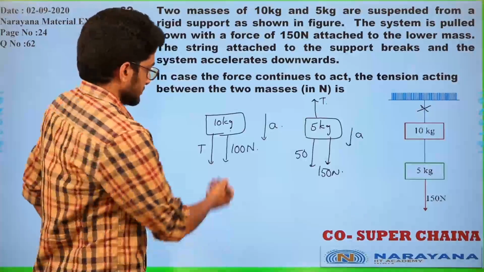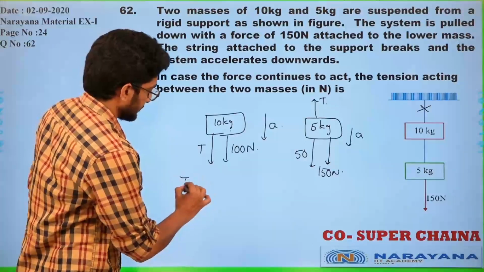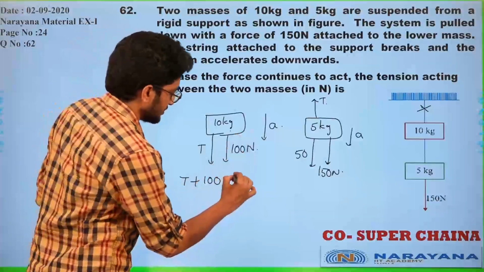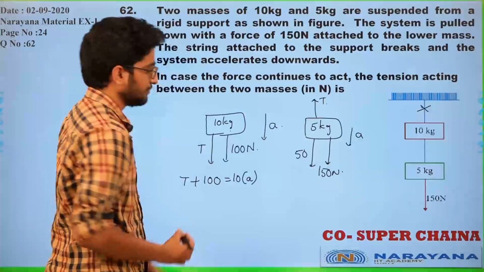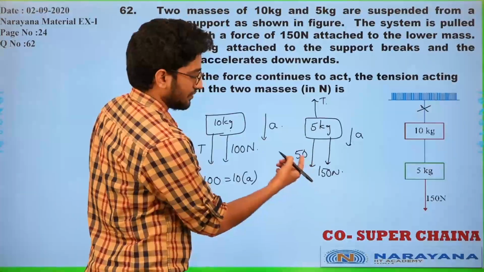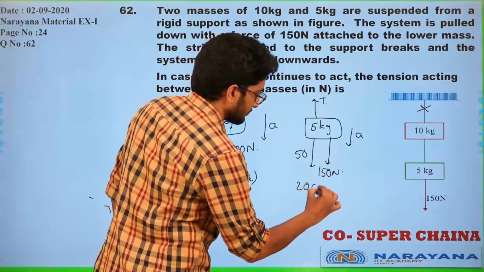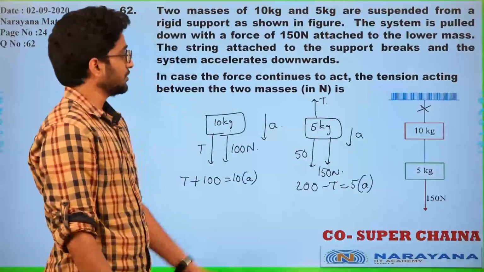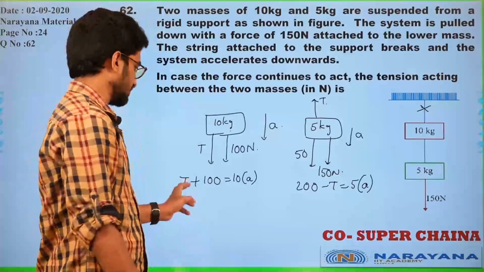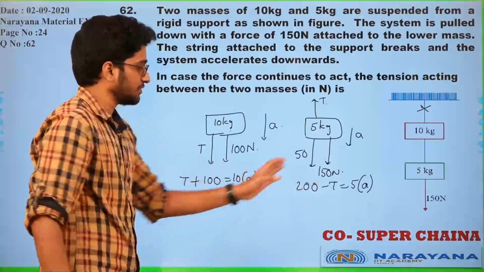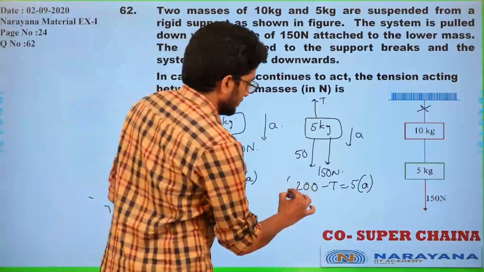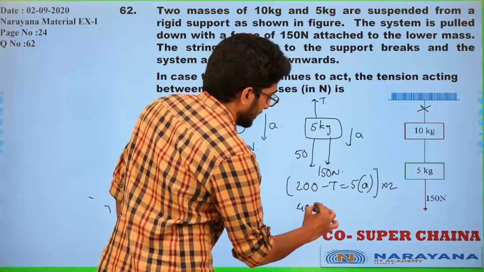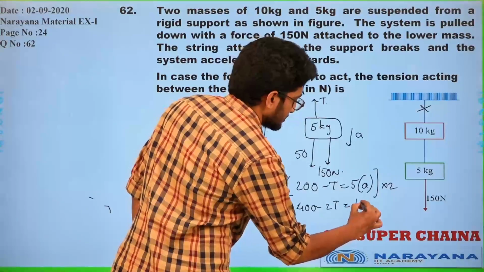So here what's the force equation I write? T plus 100, the net force in the downward direction, is equal to mass into a, that is 10 into a. And here what's the equation I get? 50 plus 150, 200, minus T is equal to m into a. So now what do I need? I need tension. So I have to keep the tension term and eliminate the acceleration terms. So I will multiply this whole equation by 2. So this becomes 400 minus 2T is equal to 10a.